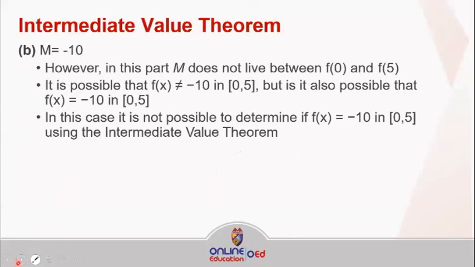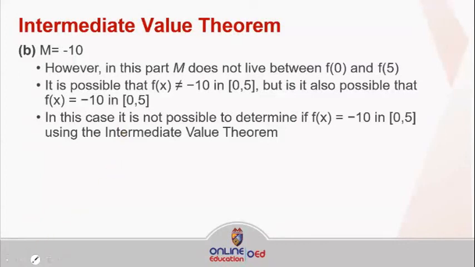Then next naman natin, ang hinahanap natin is if yung f of x natin is negative 10. So, m is negative 10. However, in this part, m does not live between the f of 0 and f of 5 kasi nga hindi naman siya nandoon sa range natin kanina na pinakita. So, it is possible that yung f of x natin is not equal to negative 10 where we have the 0, 5, but it is also possible that yung f of x natin is negative 10 in 0, 5. So, for this case, it is not possible to determine if f of x is negative 10 in 0, 5 using the intermediate value theorem.